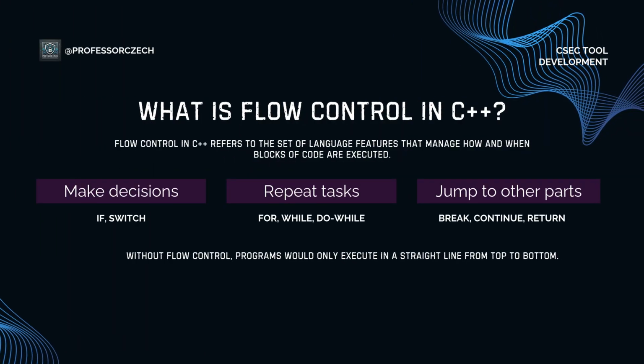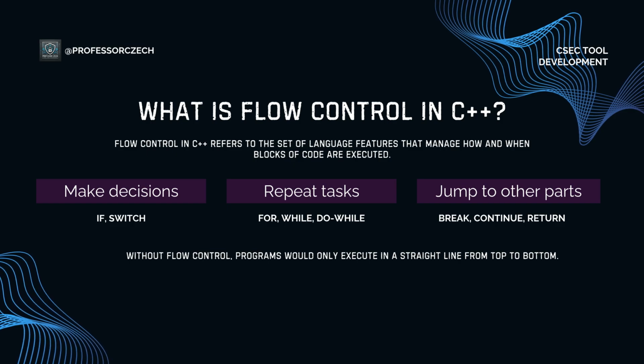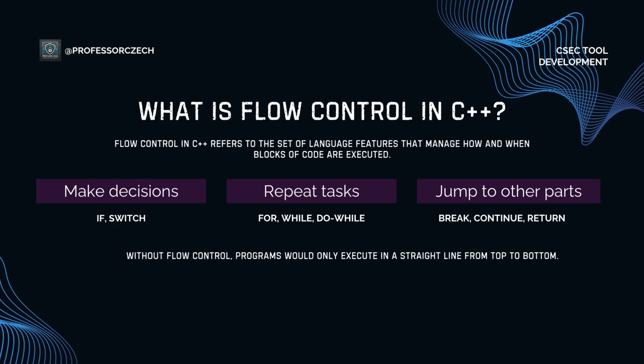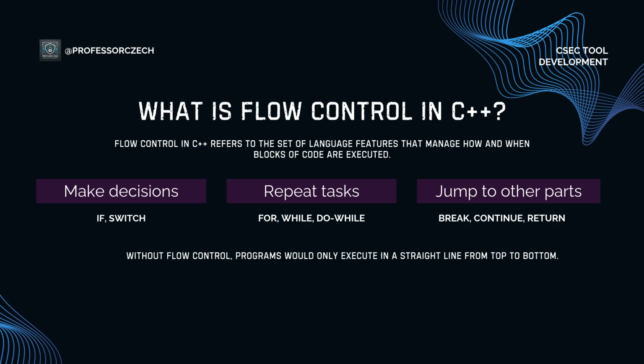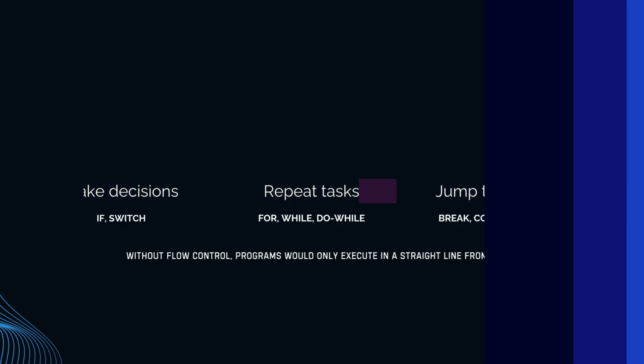Now we got to learn how to control the flow. What is flow control, specifically in C++? Because it varies from language to language. If you're trying to make a decision, you're probably looking for something like an if or a switch. If you're trying to repeat your tasks, you're probably looking for a loop, which could be a for, while, or do while loop. And if you're trying to jump to other parts of code, you can use break, continue, or return. Without flow control, it makes it hard to make your application do what it has to do without repeating code over and over again.